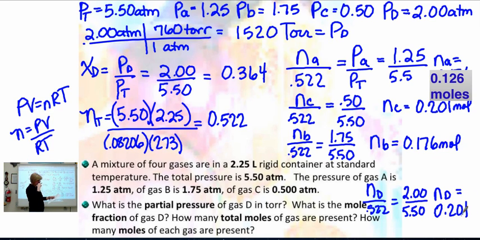I made a mistake earlier. The pressure of C is 0.0502 moles. Glad I caught that before I moved on.